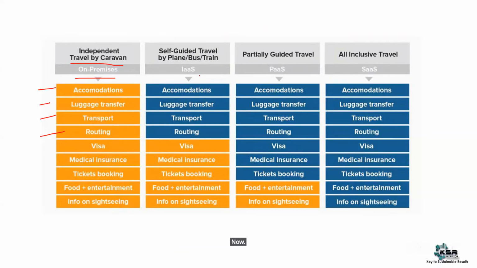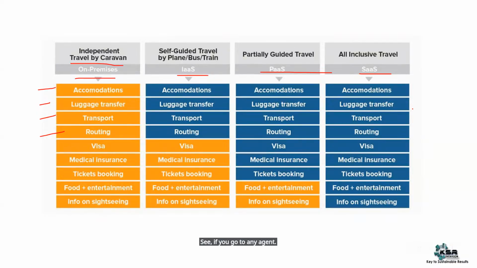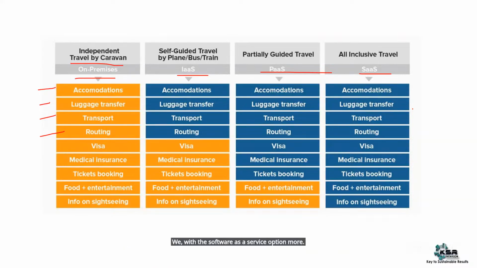Now, coming back again, what is infrastructure as a service? What is platform as a service? What is software as a service? See, if you go to any agent, that agent will manage everything, right? Nowadays, people are going with this software as a service option more because they visit some travel agency.